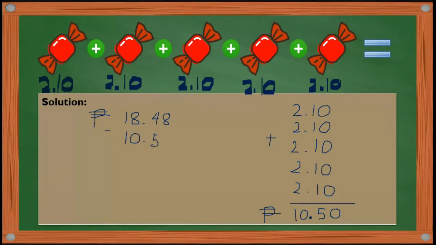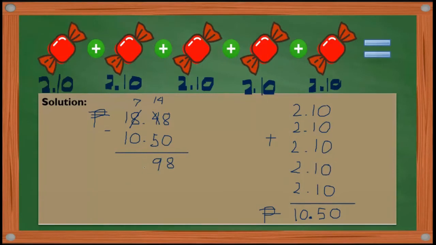So, merong 5 candies diyan. Ang halaga ay 10.50. And then, we're going to subtract now. 8 minus 0 is 8. And then, hindi mo pwedeng i-minus si 5 kay 4. Let's borrow 1. Yung 8, it will become 7. And then, the 4 will become 14. 14 minus 5, that is 9.